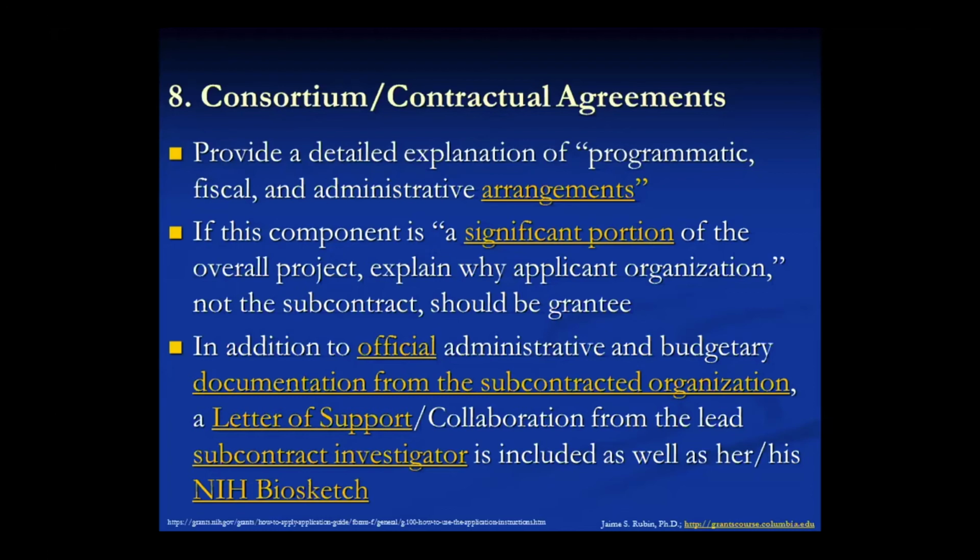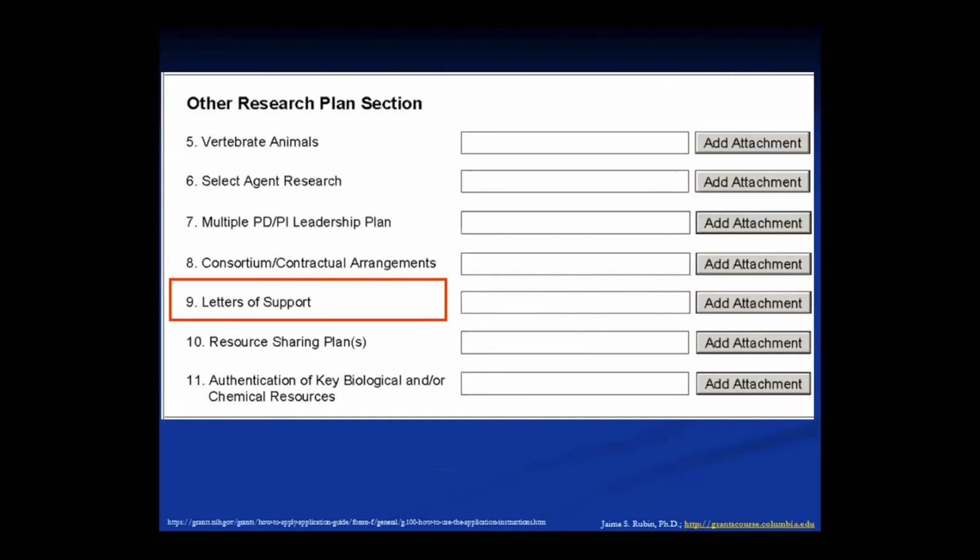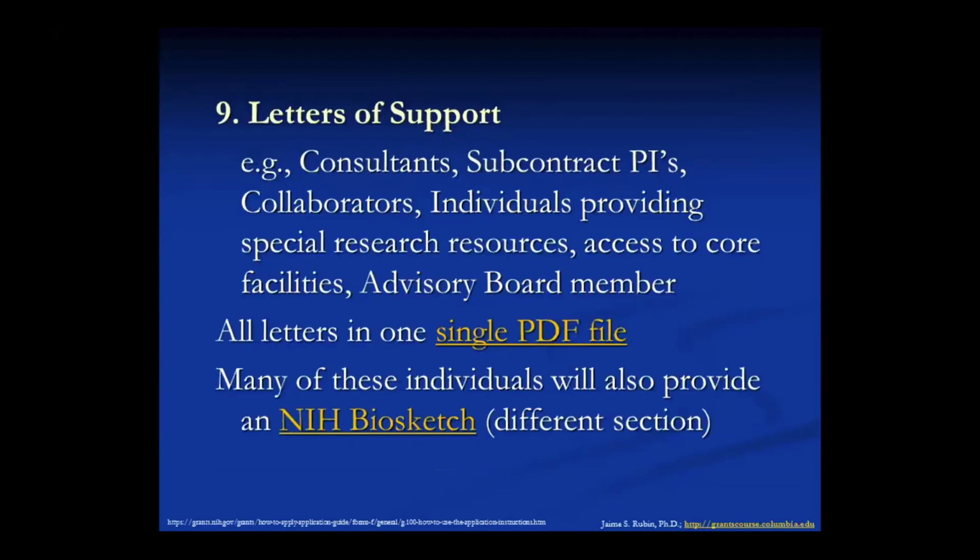You would get a collaborative letter of support from that individual that they're going to lead that aspect of the project. And you would also include their NIH biosketch in the application. So there's all sorts of letters of support that you could include. I mentioned the PI of a subcontract. You could include other collaborators, somebody that's going to provide some special research resource.